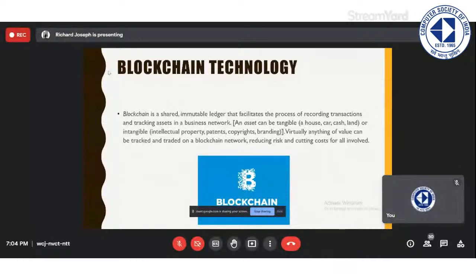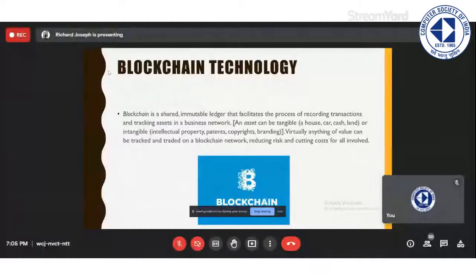So recently, using blockchain technology, a lot of artists sold their art pieces as NFTs, non-fungible tokens. And this was a very successful implementation of blockchain technology. A lot of artists got a lot of money for their art through blockchain. So virtually anything of value can be tracked or traded using the blockchain network. And it also reduces the risk of malpractice and cuts cost for all individuals involved.